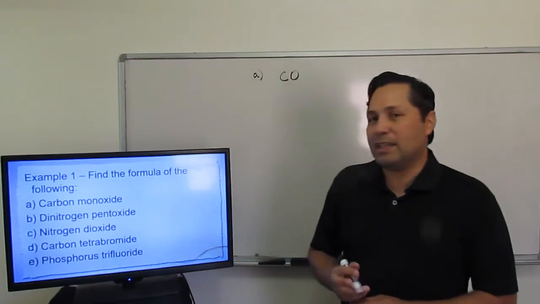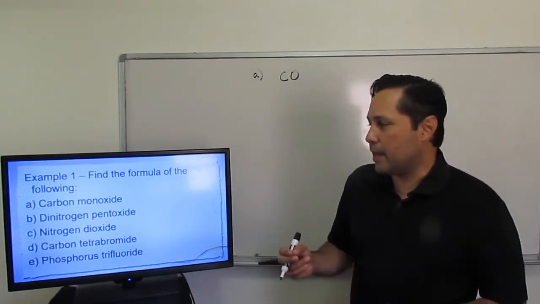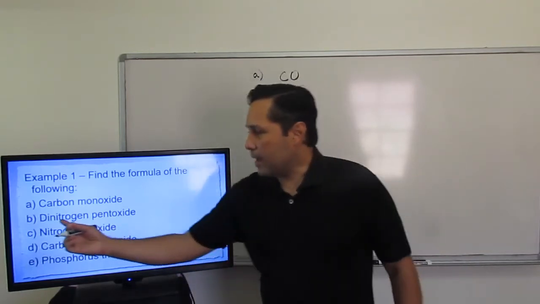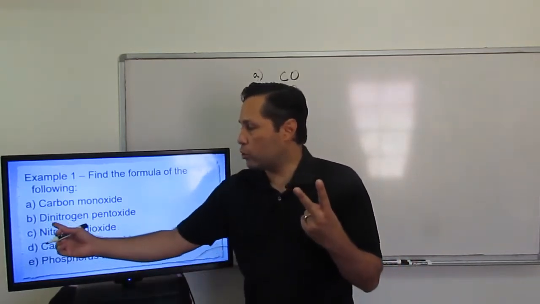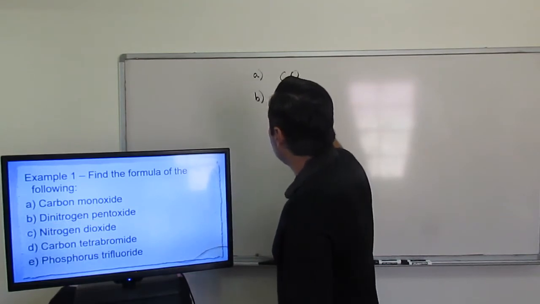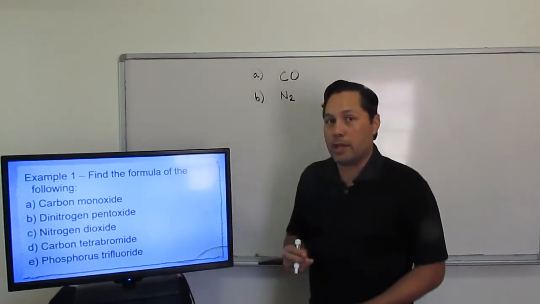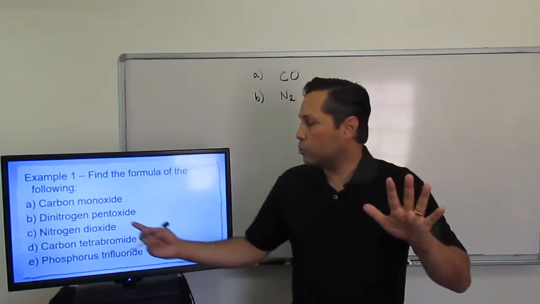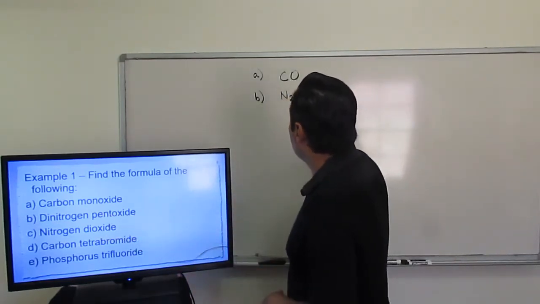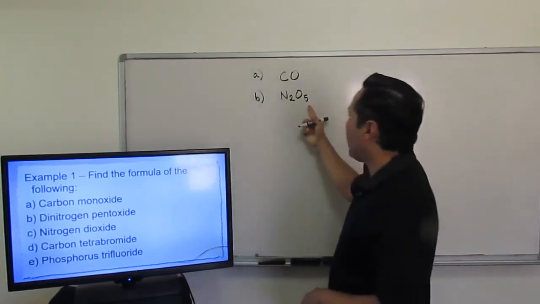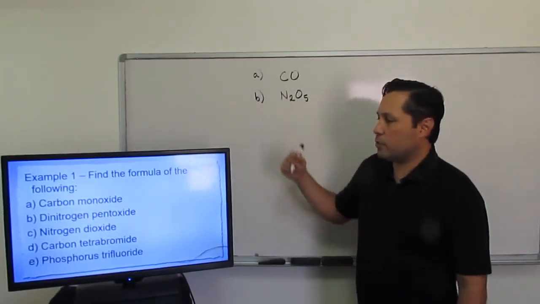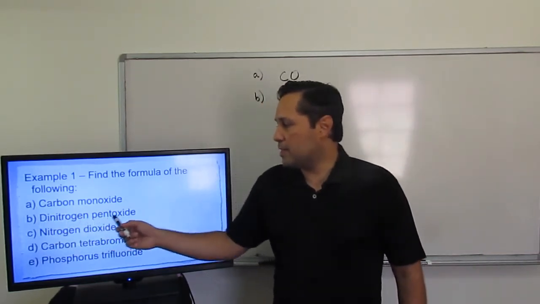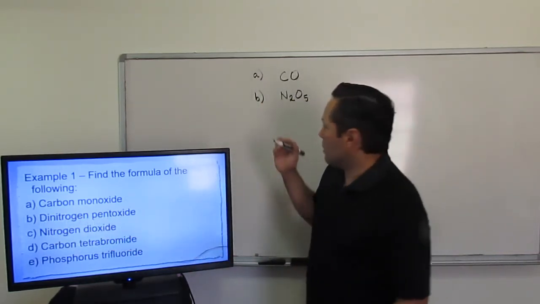Next one, B. B is dinitrogen pentaoxide. Di means two, so there are two nitrogens. So I write N2. Pentaoxide. Penta meaning 5, so there are 5 oxygens. So I'm going to write O with a small 5 on the bottom right corner. So there's the answer for B. N2O5, dinitrogen pentaoxide.